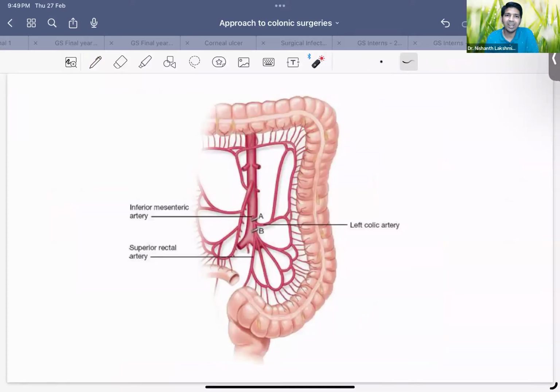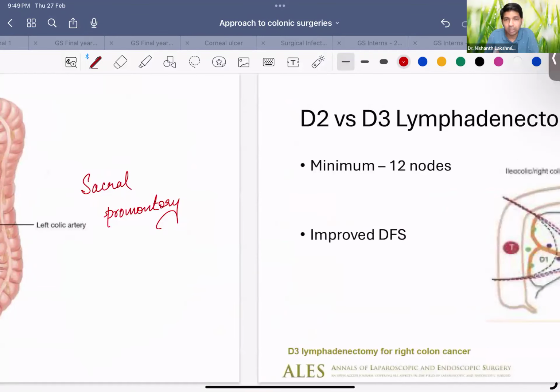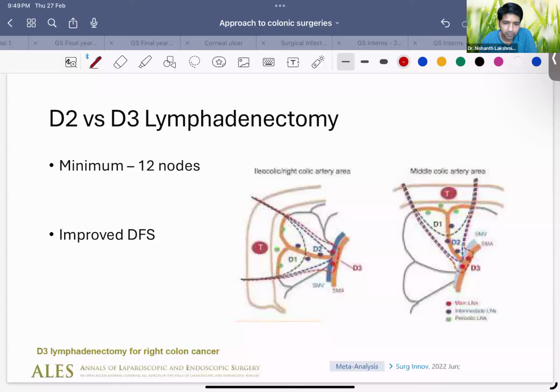The technique when you're doing a left hemicolectomy is to go to the level of the sacral promontory. At that level is the origin of the inferior mesenteric artery. All you have to do is pick up the peritoneum there and make a small incision on the mesocolon. You will find the inferior mesenteric artery there, and you can trace it to the root and ligate it there. So that is the technique for a left hemicolectomy.